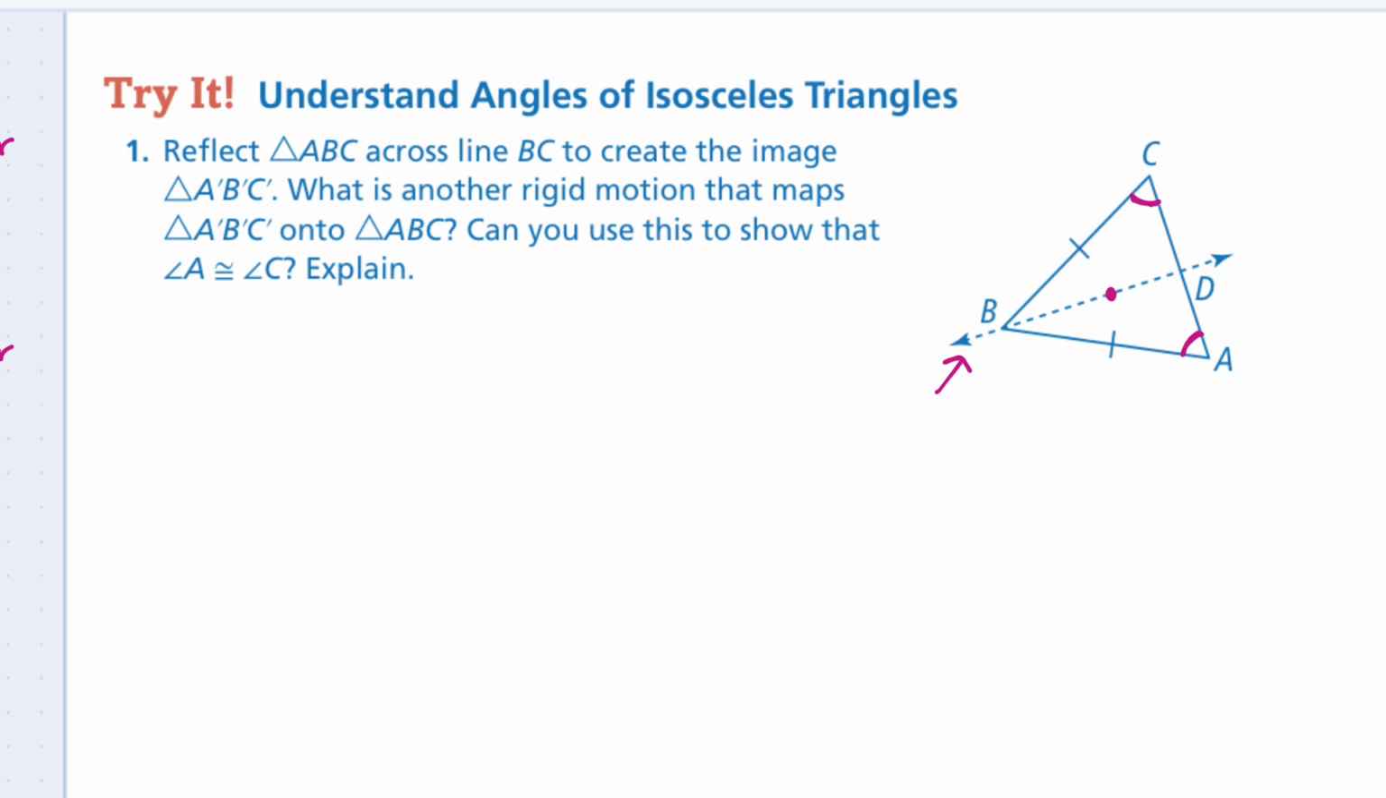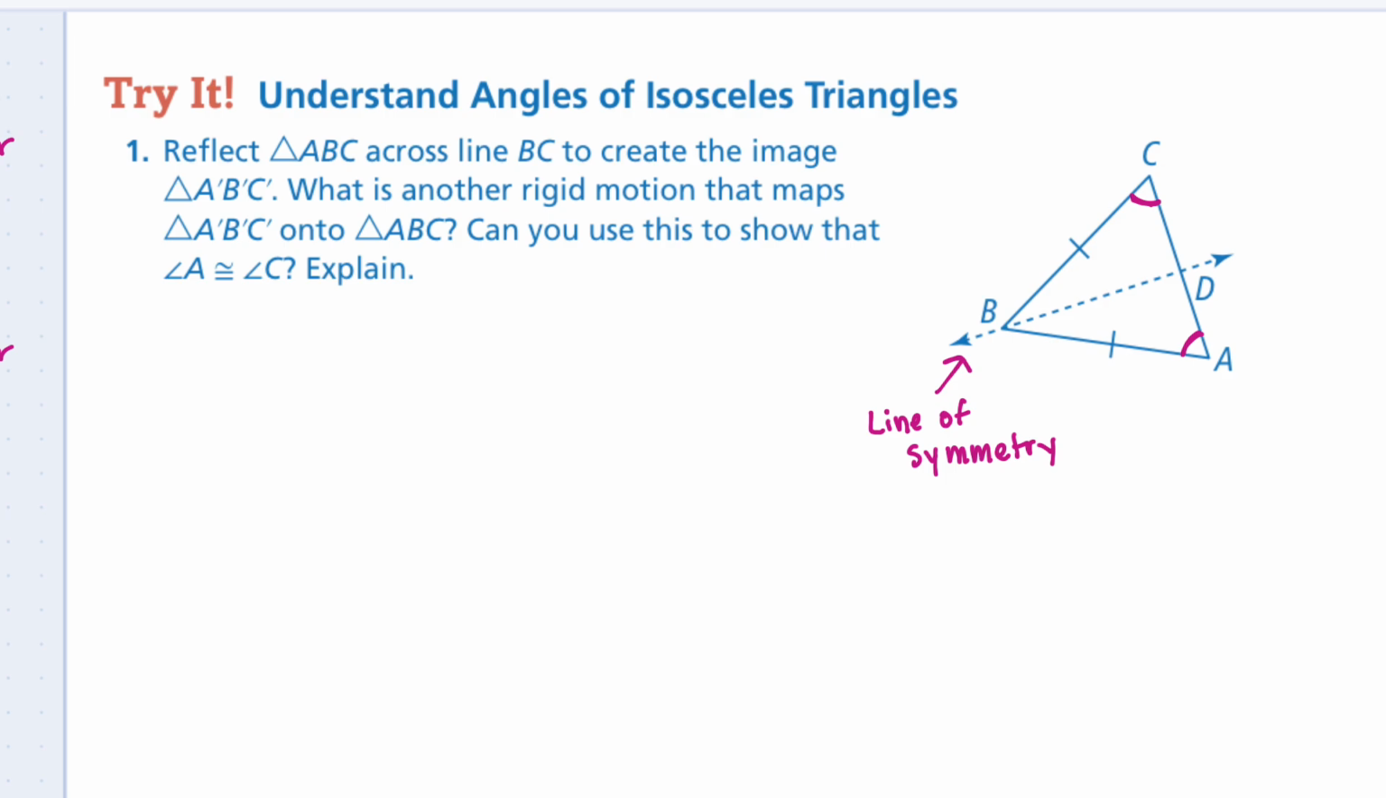And we can do a rotation. Go ahead and use patty paper and figure out how many degrees I would have to rotate this in order for angle A to be on angle C. With the reflectional symmetry, we know that once we reflect it, angle A would map onto angle C.